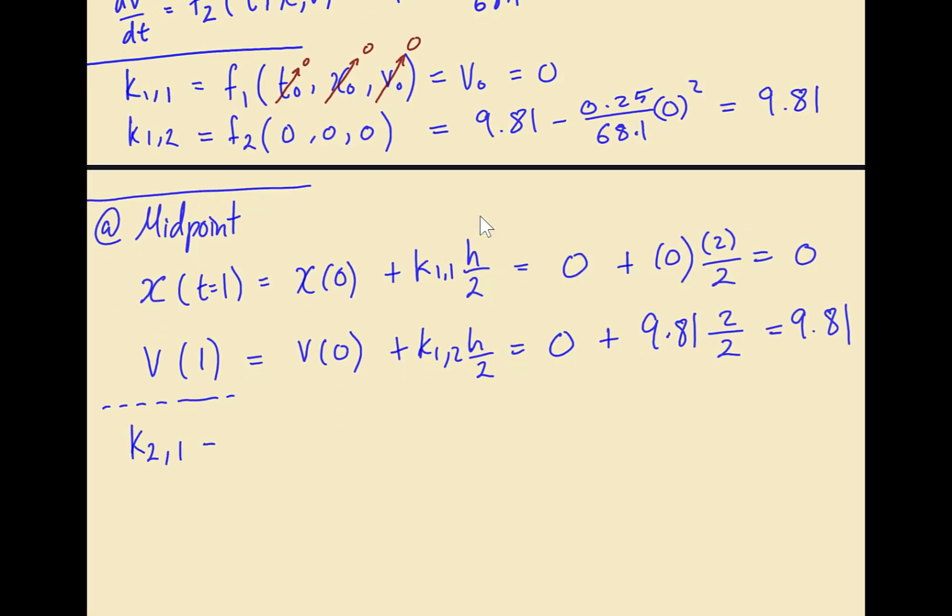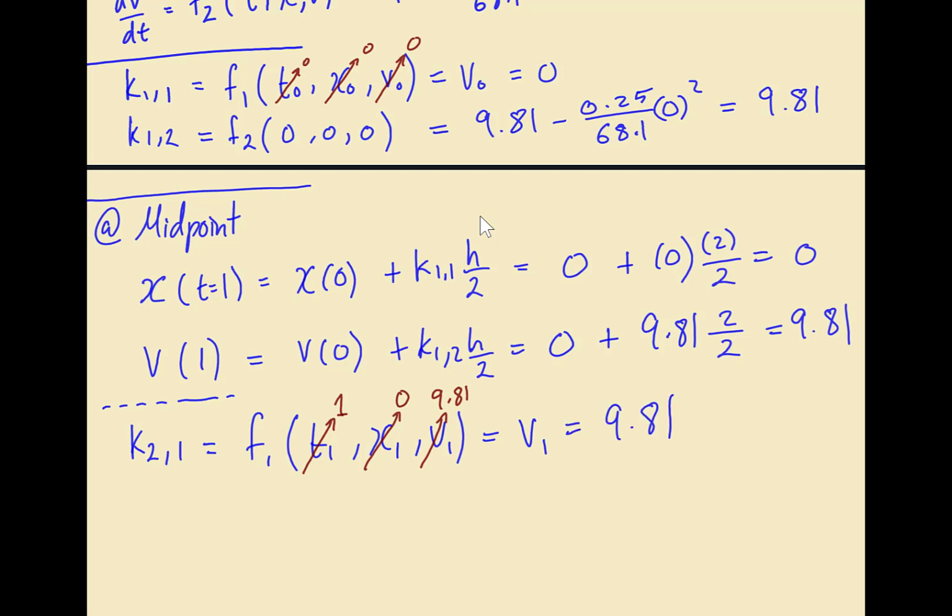So k21 is going to equal function 1 at t1, x1, v1. What are those? The midpoint. So this is going to be 1, this is going to be 0, and this is going to be 9.81. We know that function 1 is dx by dt, which is equal to v. So this would be equal to v1, which is 9.81.